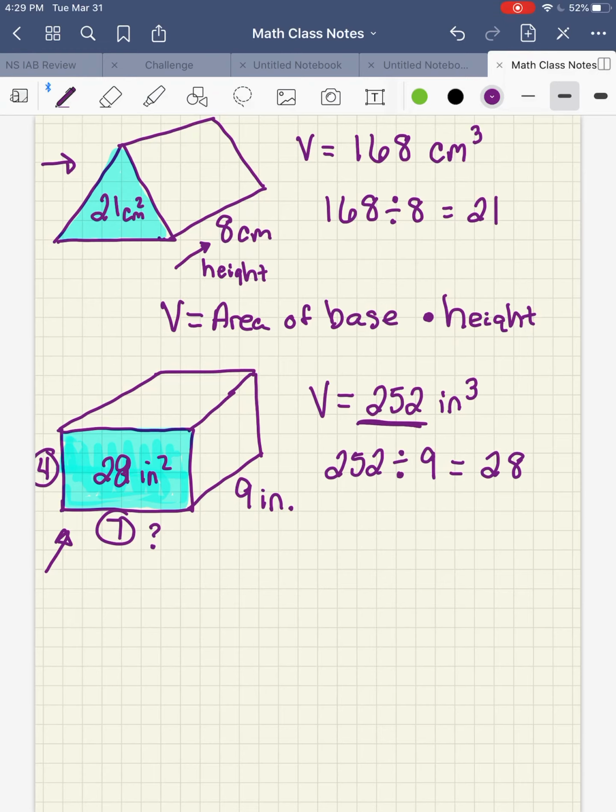So remember, if you have to work it backwards starting with the volume, you're dividing the height out of there to get you back to the area of the base, because sometimes that's the question they're asking you.